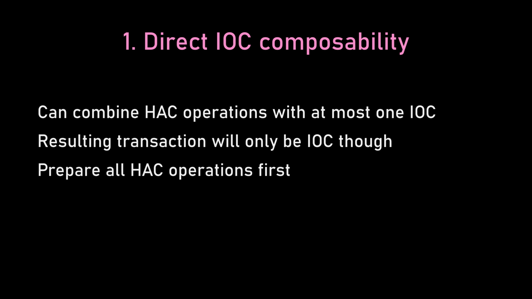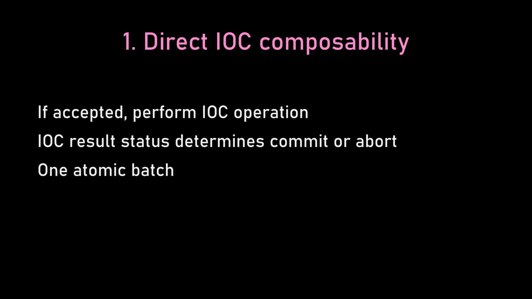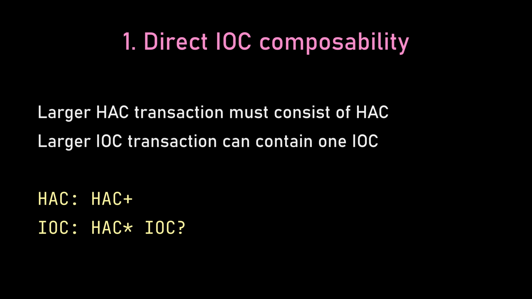Notice carefully that it is possible to combine HAC operations with at most one IOC operation to produce a larger transaction. In particular, the resulting transaction will itself only be IOC. We can achieve this by preparing all HAC operations, and if accepted, only then perform the IOC operation. Depending on the IOC operation's result status, we can then choose to commit or abort the previous HAC operations. This allows for all operations to be executed in one atomic batch, but the resulting transaction is unfortunately IOC and not itself HAC. So to summarise, a larger HAC transaction must consist of other HAC operations, whereas a larger IOC transaction can be made up of at most one IOC operation, with the rest needing to be HAC.